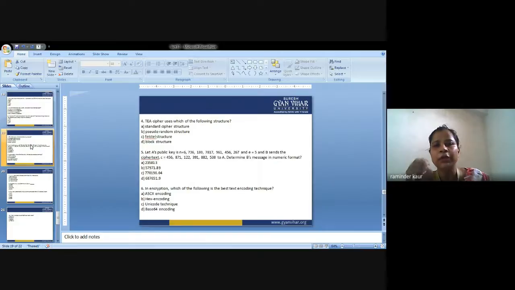Now, this is the main and important question that is given for your understanding. Fifth, let A's public key be n equal to 6,736,180,7817,961,456,267, and encryption exponent e is 5. And B sends the ciphertext C equal to 456, 871, 122, 391, 882, 538 to A. So determine B's message in numeric format.